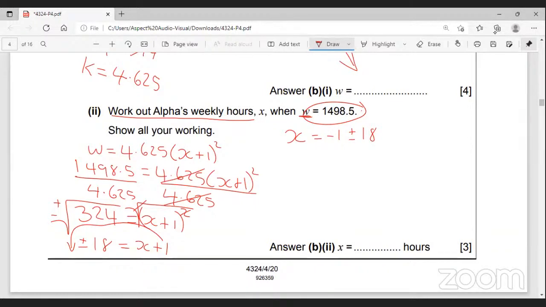Come again? Why is it plus minus? I moved the 1 to the other side and it became negative. For the 18, it is plus minus because of this square root. In the square root of 324, why is it plus minus? Why can't it just be the square root?